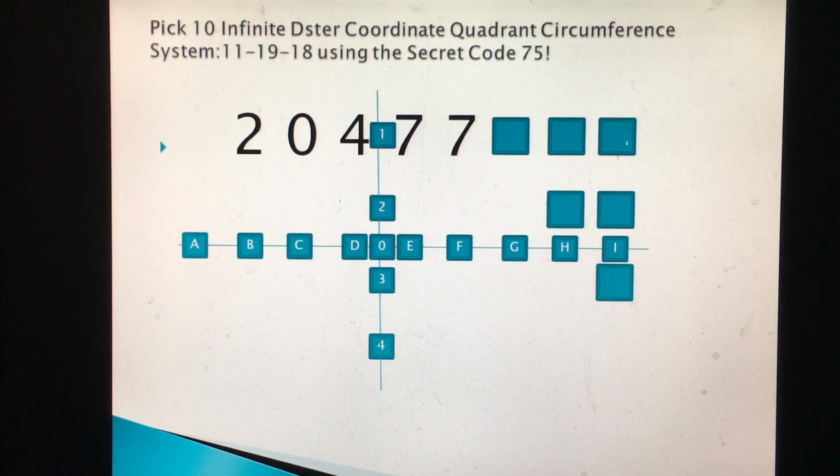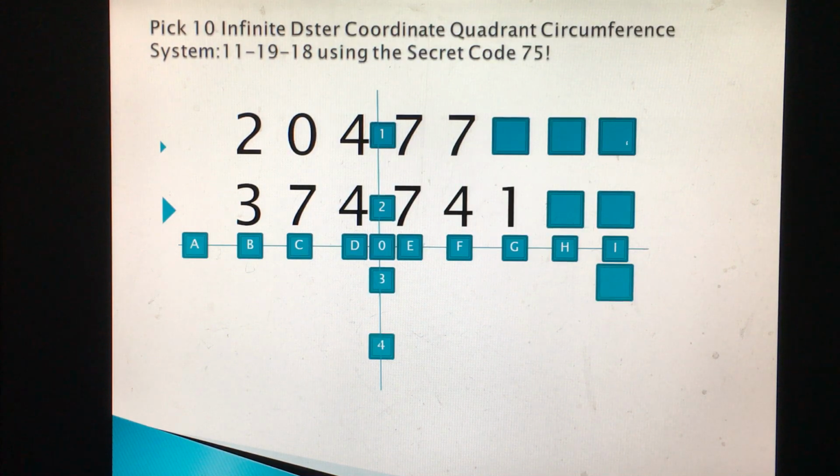For the last draw, yesterday's draw for the Big Ten New York, let's look at New York. And first set, 20, 477. Using the Dster from January to December, we find the right Dster using the secret code 75. Now 37, 47, and 41 would be your second set.